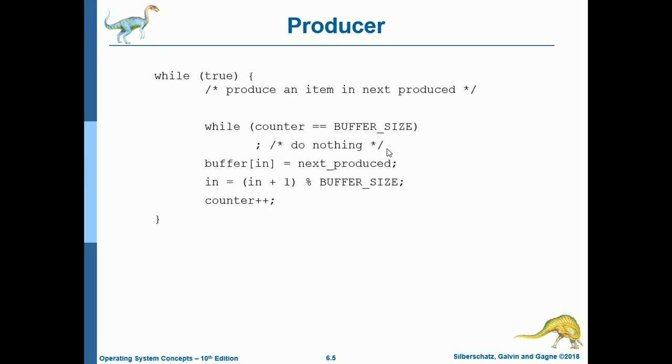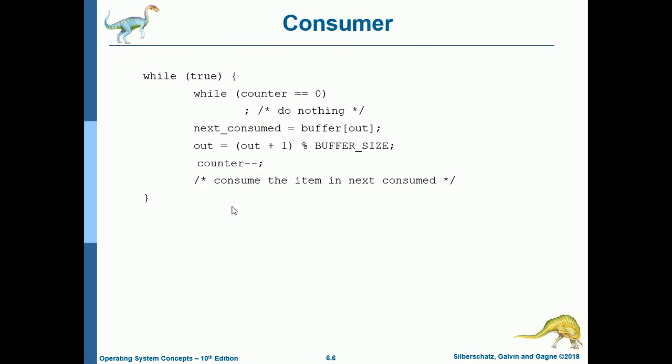And if it's not full, this will be executed: buffer[in] is equal to next_produced. So the new item produced by the producer will be added in the array buffer. And then in is equal to (in + 1) modulo BUFFER_SIZE. The result of this operation will be stored in the variable in, and then we have counter++. So counter is incremented.